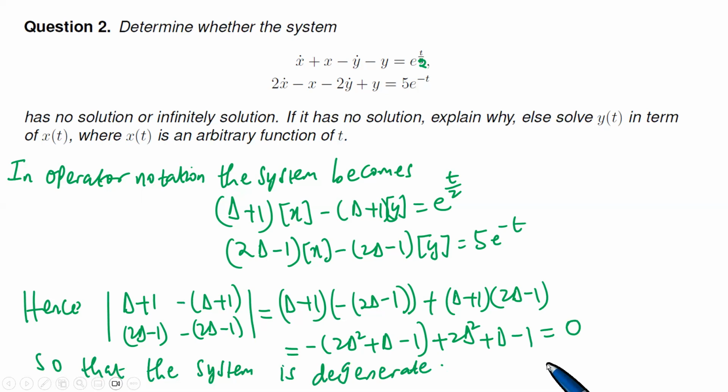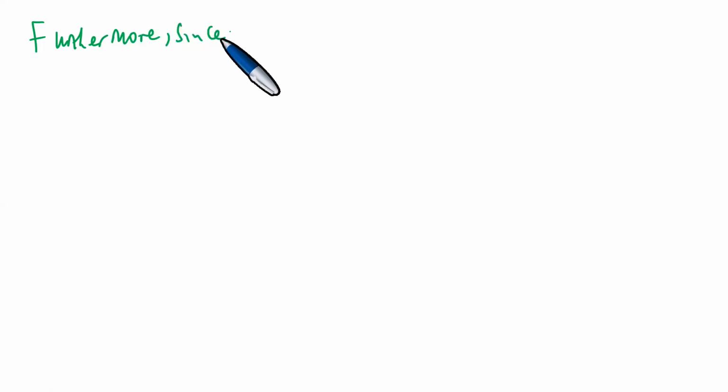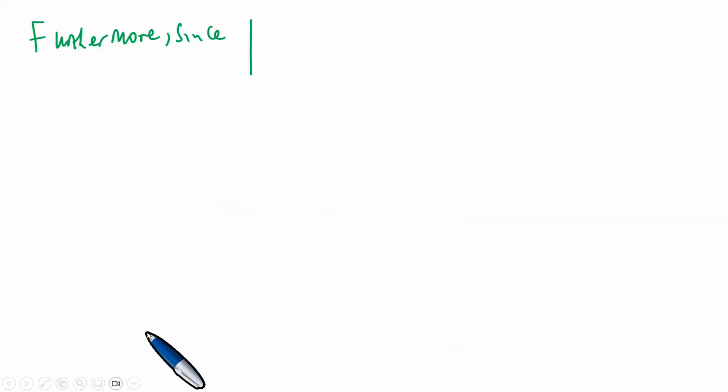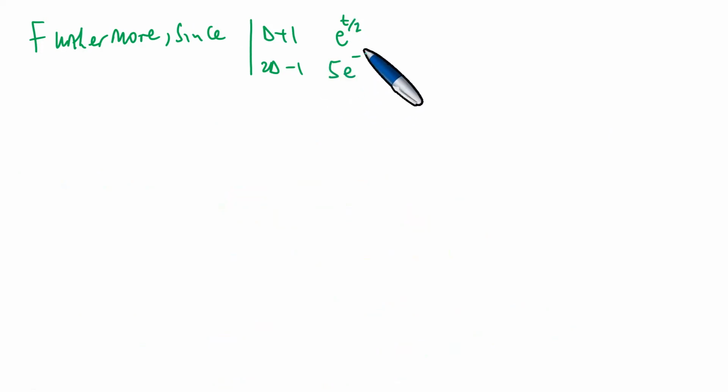Next, we use the notions we know from Cramer's rule. Furthermore, in view of the notion of Cramer's rule, we take the first column and we replace the second one by these functions. So we'd write D plus 1, 2D minus 1. Those functions are e to the t over 2, together with 5e to the minus t.